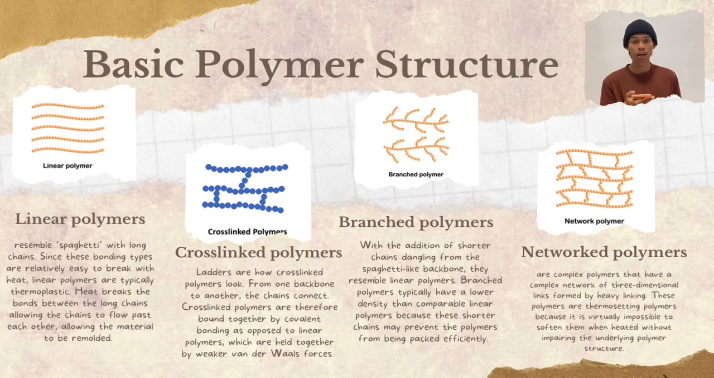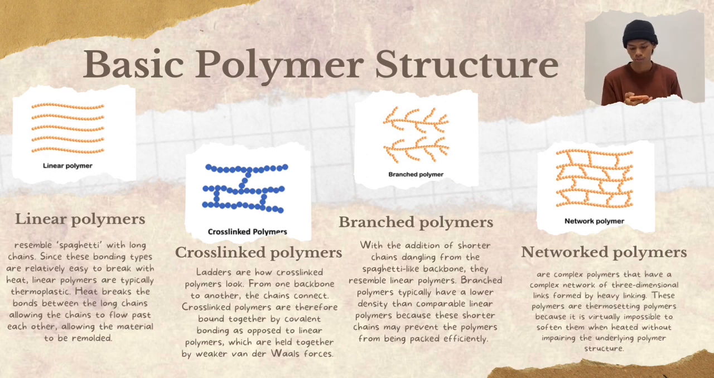Branch polymers typically have lower density than comparable linear polymers because these shorter chains may prevent the polymer from being packed efficiently. So that is the difference between branch polymer and cross-link polymer. But in the same way, the backbone between chain to chain is the same.